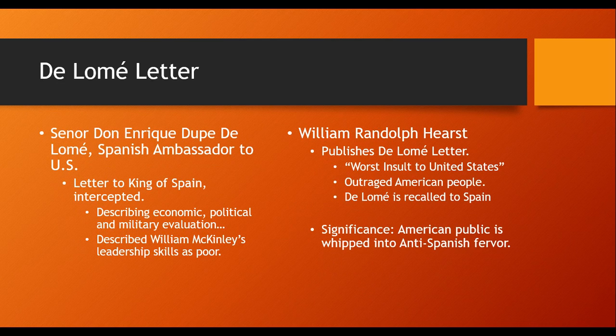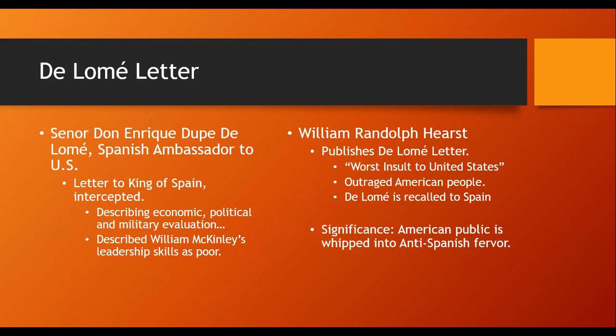So the next really big event that turns Americans away from Spanish rule is the De Lome letter. There's a Spanish ambassador sent from Spain to the United States. His name is Senor Don Enrique Dupuy de Lome. His job as an ambassador is to talk with American delegates about the vast array of foreign policy concerning Spain, and then he's going to report back to the Spanish crown. He's going to write letters because instant communication doesn't exist. So he writes a letter and he sends it off.